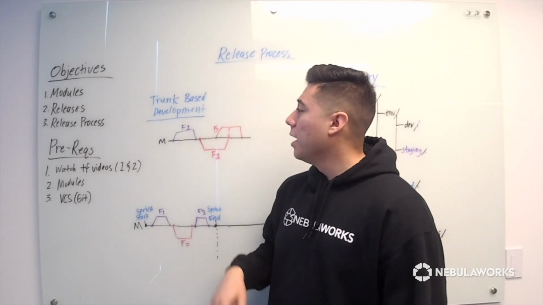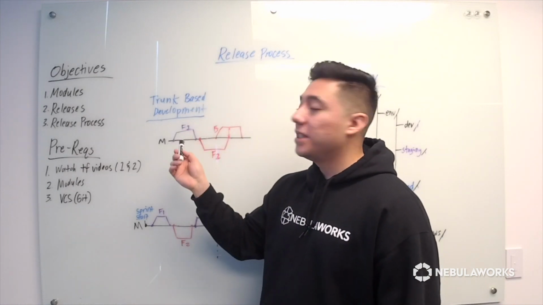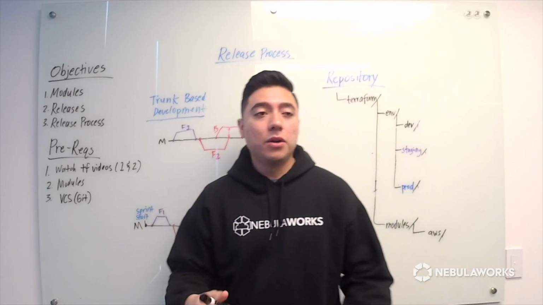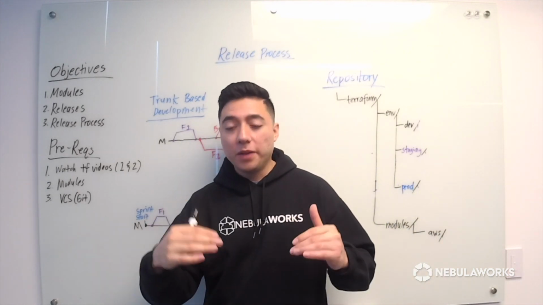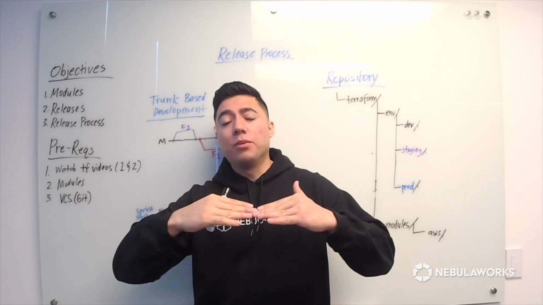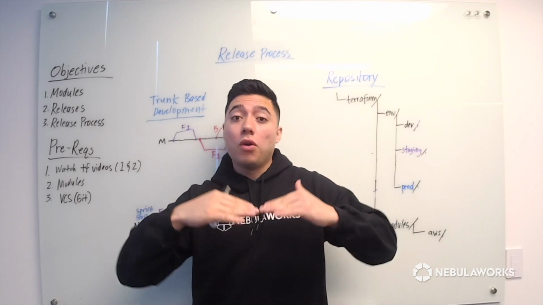Here at Nebulaworks, we use trunk-based development as our branching strategy. Trunk-based development is where developers collaborate on code in a single branch. We call this branch the trunk or master.